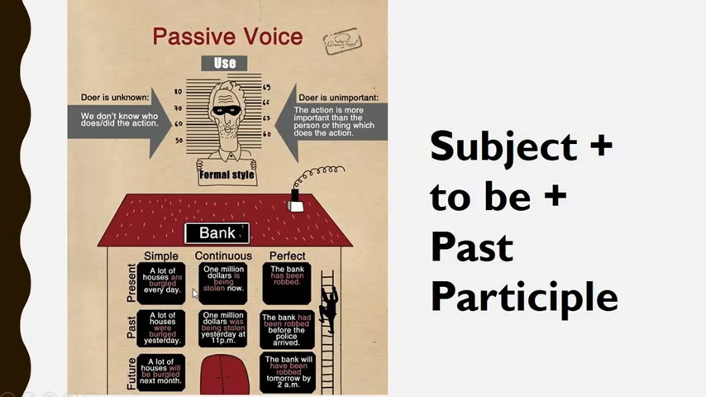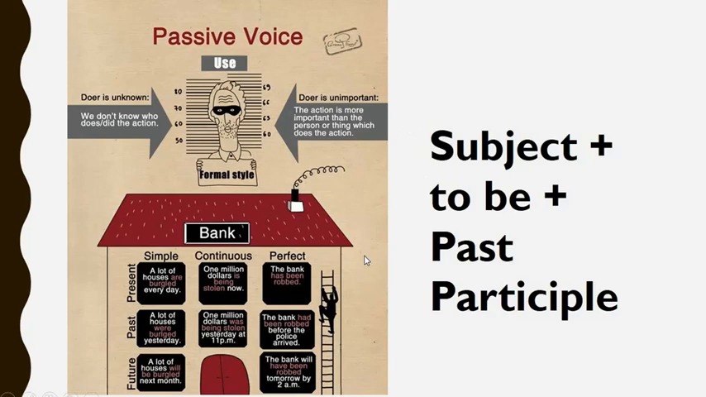Present continuous, $1 million is being stolen now. Present perfect, the bank has been robbed. Past simple, a lot of houses were burgled yesterday. Past continuous, $1 million was being stolen yesterday at 11 p.m. Past perfect, the bank had been robbed before the police arrived. Future simple, a lot of houses will be burgled next month. And future perfect, the bank will have been robbed by 2 a.m. tomorrow.